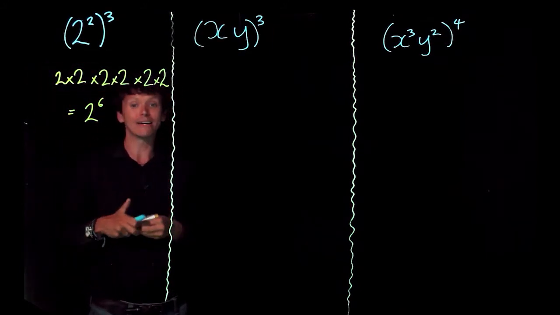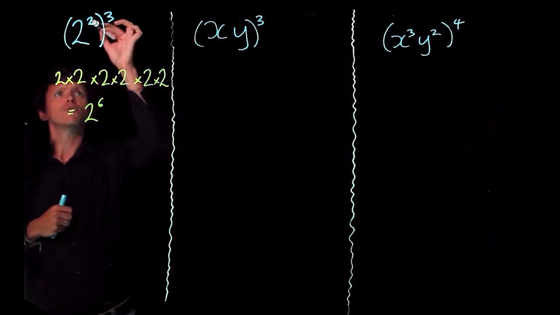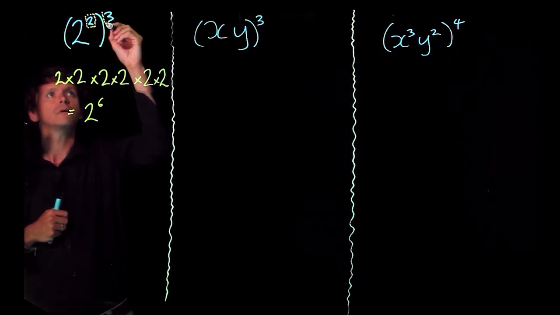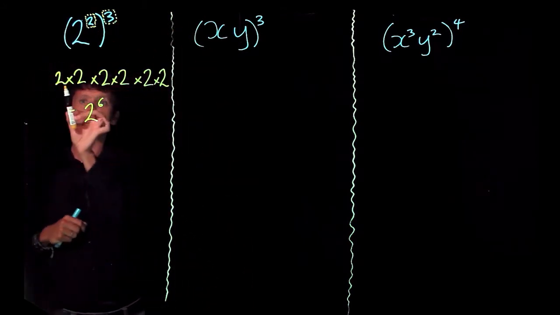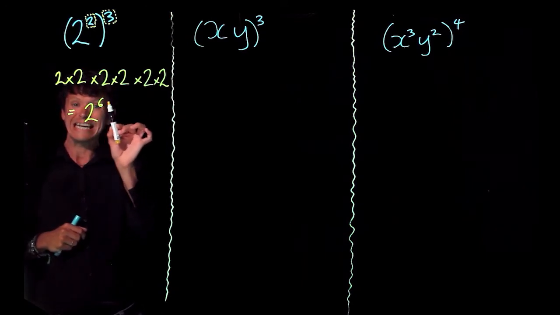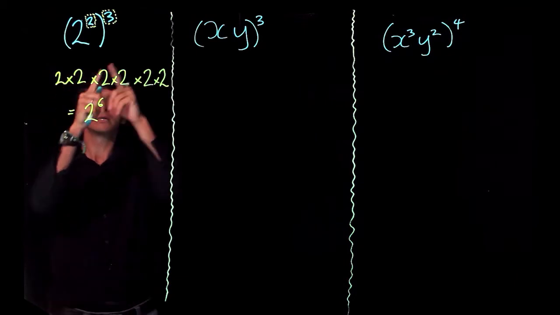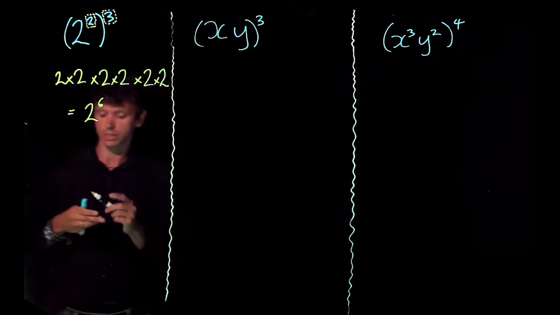So if we look at a general approach to this, again, if we look at our powers up here, 2 and 3, what we've actually done is multiplied them together to get the index for our final answer, because we have 2 squared times 2 squared times 2 squared equals 2 to the 6.